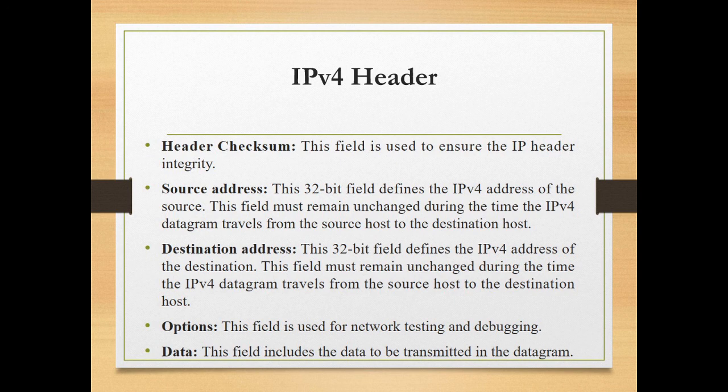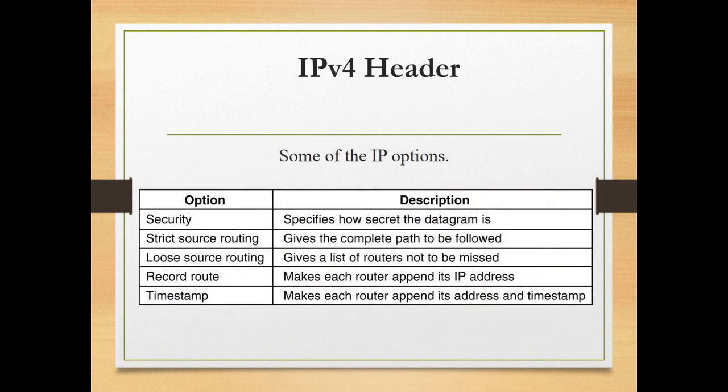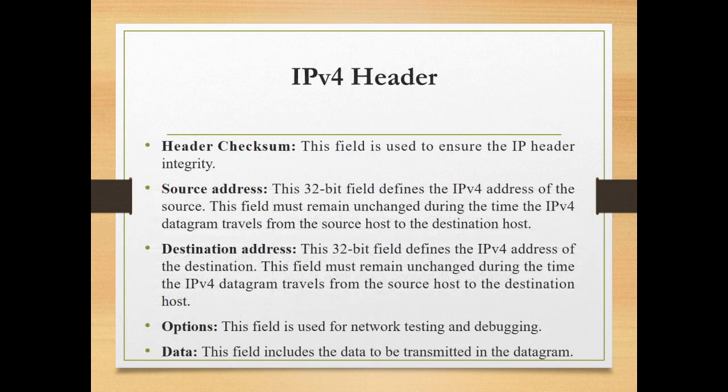Both these fields, source and destination address, must remain unchanged during the time the IP version 4 datagram travels from source host to the destination host. The options field is used for network testing and debugging. These are some of the options which an IP version 4 header can choose. And after all these fields comes the data field, which includes the original data to be transmitted in the datagram.